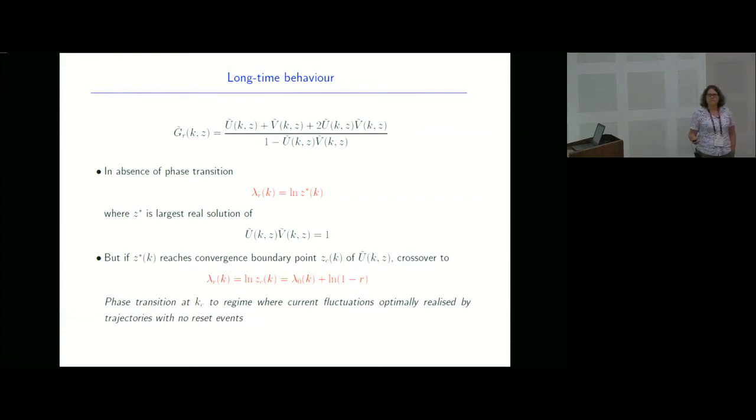And if you look at this, this is just the scaled cumulant generating function of the original process without reset, plus the log of 1 minus r, which is the price you have to pay for not resetting at every single time step. So this is a phase transition between a regime where I have a finite frequency of resets and a regime where the optimal way to realize a particular current fluctuation is just to pay the price and not reset at all.